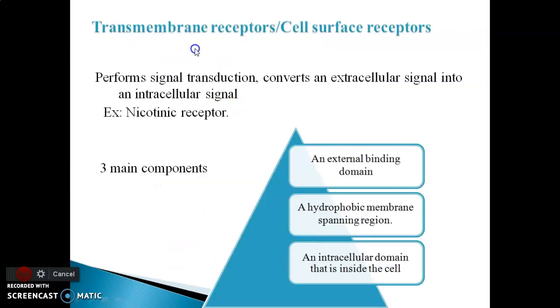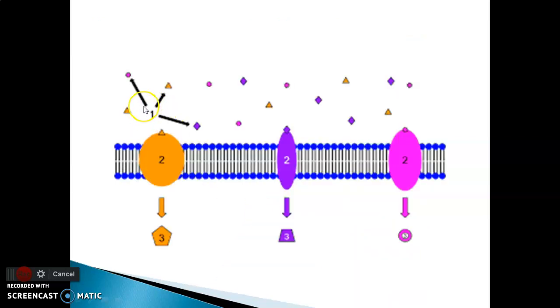Coming to the first receptor, that is transmembrane or cell surface receptors, they perform signal transduction, converting an extracellular signal into an intracellular signal. There are three main components of this transmembrane receptor: an external binding domain, a hydrophobic membrane spanning region, and an intracellular domain which is located inside the cell. This is the extracellular domain, this is the intracellular domain, and this is the hydrophobic domain which crosses the cell. A portion lies outside and a portion lies inside.